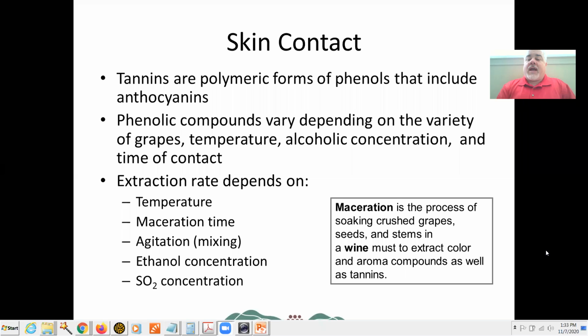So don't get bogged down in the detail. I want you to know the categories: the phenolics, the tannins, the catechins, the anthocyanins. So the phenolics, the big group, 3 categories. I want you to know those groups.